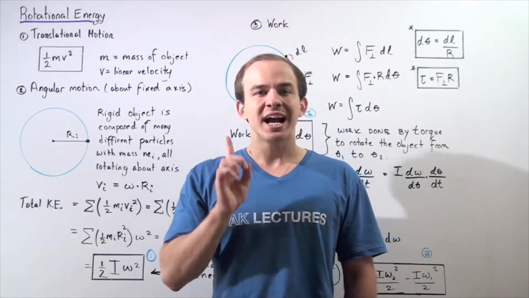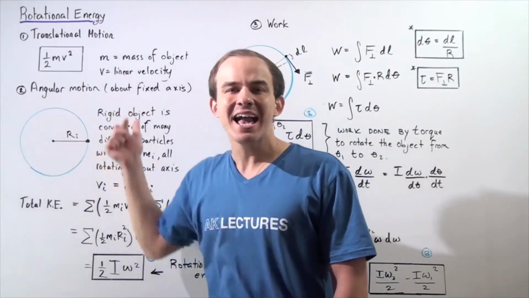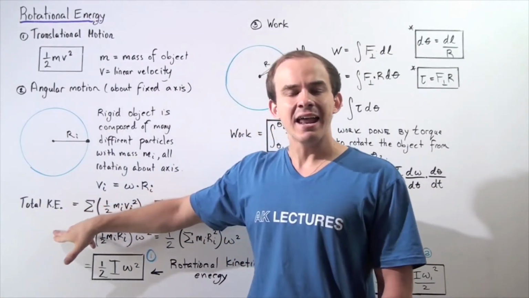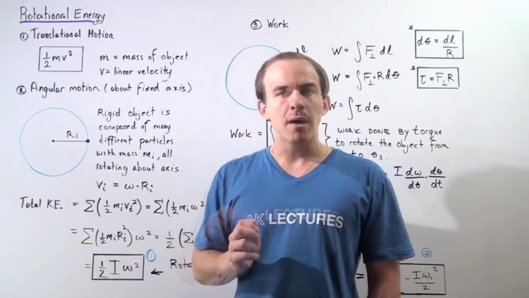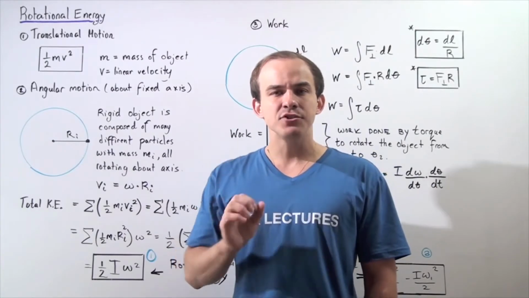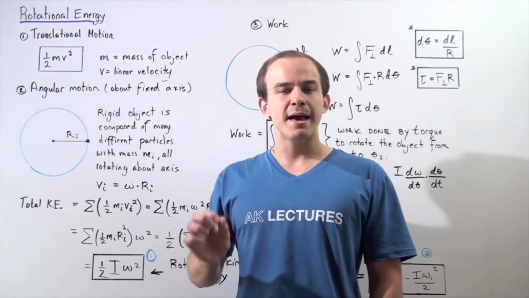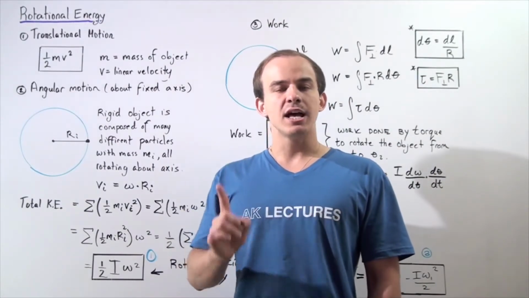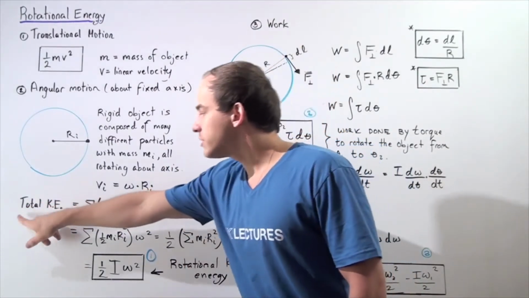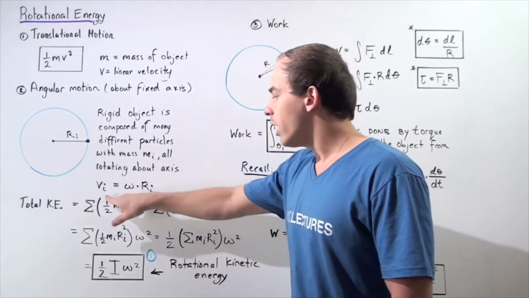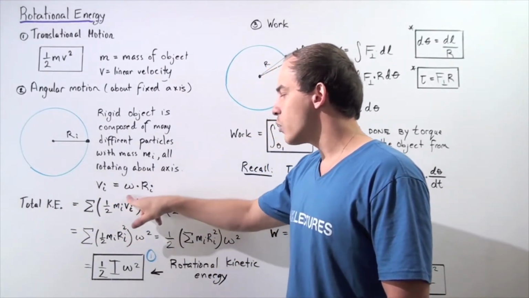Now, what about the kinetic energy of the entire object? Well, to calculate the total kinetic energy, I simply sum up the individual kinetic energies of every single tiny particle with mass mi and linear velocity vi. So the total kinetic energy is equal to the sum of 1/2 mi vi squared.